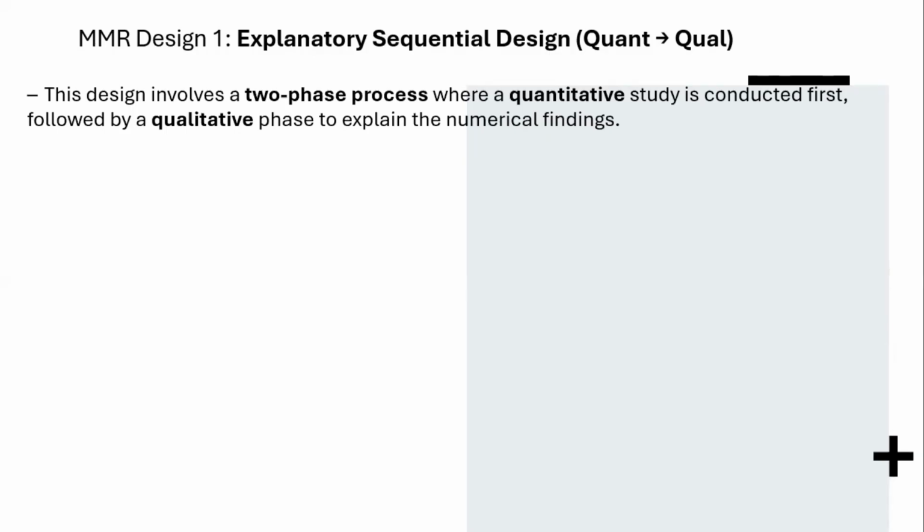Do you understand it? Yes, please. That is why we call it explanatory sequential. The sequential means one happens before another. One happens before the other. That's what we mean by sequential.